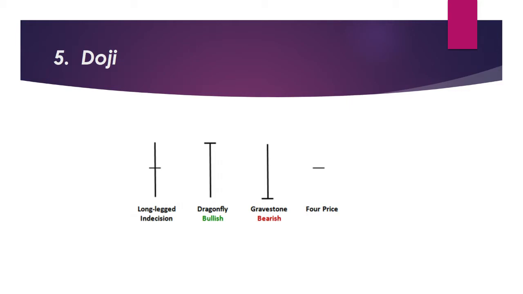A dragonfly doji is a bullish pin, so to speak. It has a long lower wick with no or a very short upper wick. So you can have a wick up here at the top, but it'll be really small. It'll just be just above the body, or it could be up around in this area right here, but it's not going to be real stretched out.